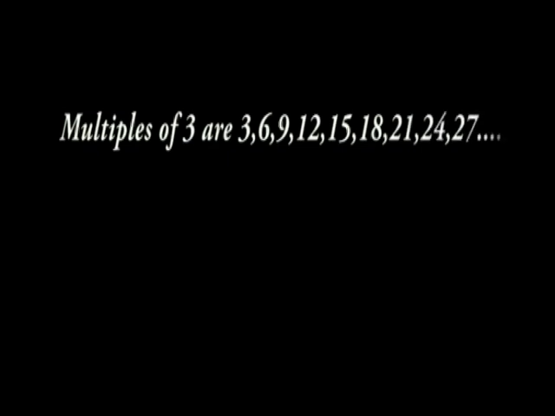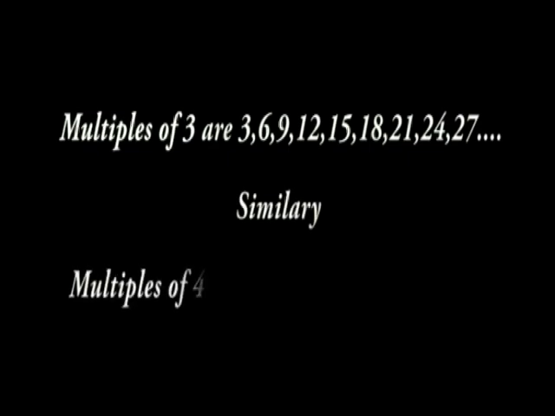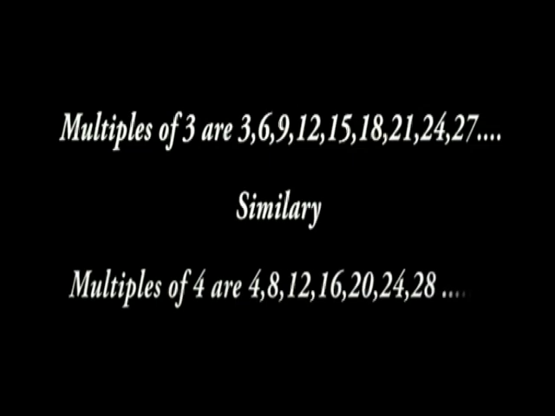The multiples of 3 are 3, 6, 9, 12, 15, and the list is endless. Those of 4 are 4, 8, 12, 16, and the list is also endless. Therefore, a number has unlimited multiples.